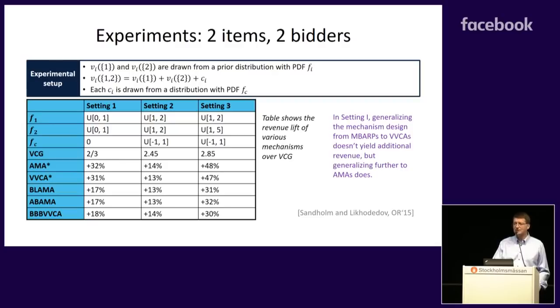Now, it was actually quite interesting later on with the same technology, when we looked at setting 1 in more detail, we started to see what are the things that actually allow you to get more revenue. Generalizing the mechanism design from what's called mixed bundling auctions with the reserve prices, where you either sell all of the goods separately or as one big bundle, but you have reserve prices, to VVCAs, created no extra revenue. But then moving from VVCAs to AMAs did give extra revenue. So this type of computational methodology allows you to also get kind of qualitative understanding of where the revenue lift comes from.